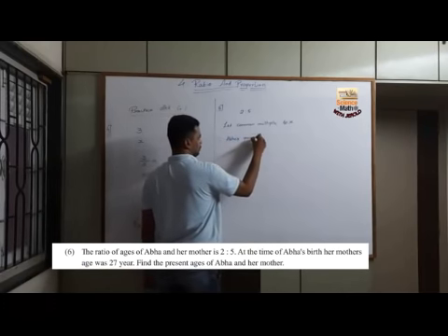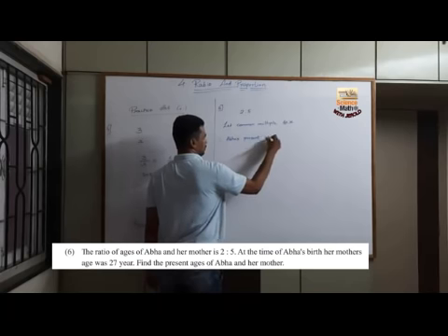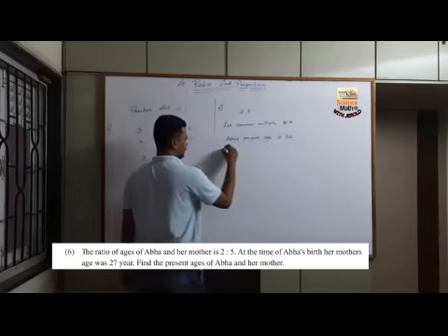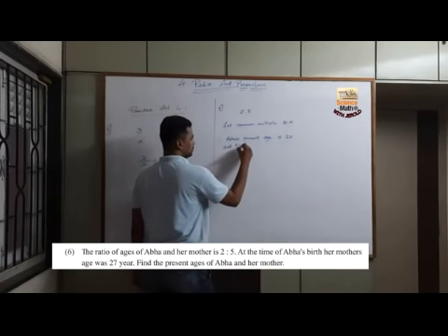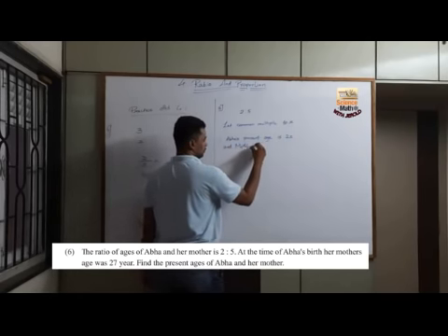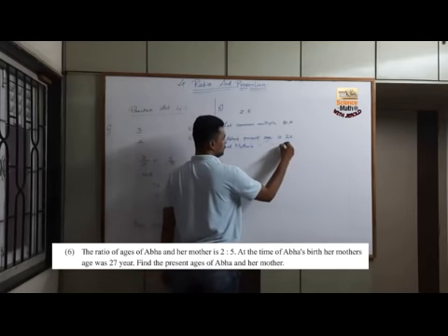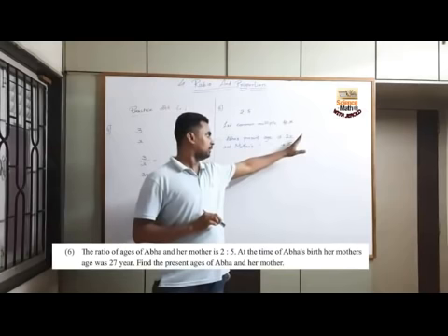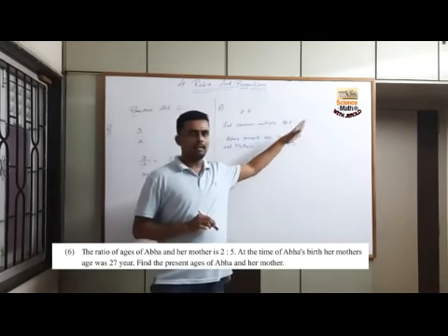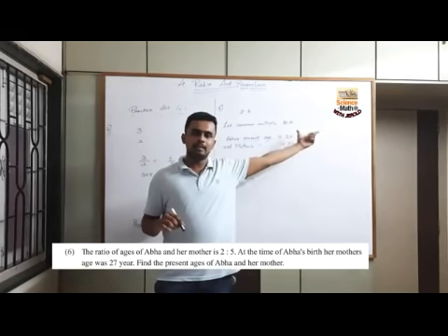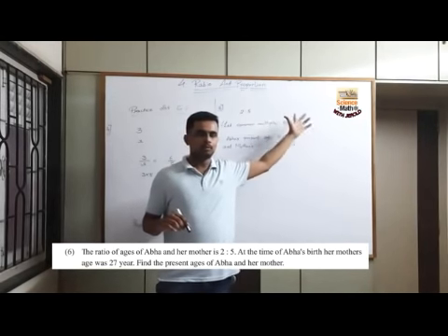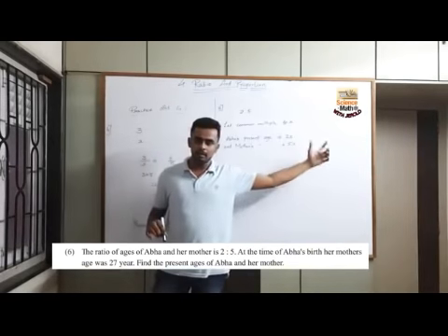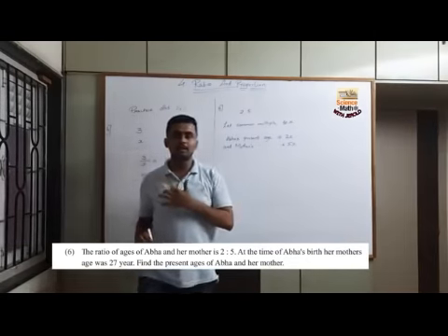present age is 2x and mother's present age is 5x. So these are the present ages, that is 2x and 5x. When I get the value of x, by multiplying it to 2, that will be Abha's present age, and multiplying it by 5, that will be mother's present age. But what do they tell us?